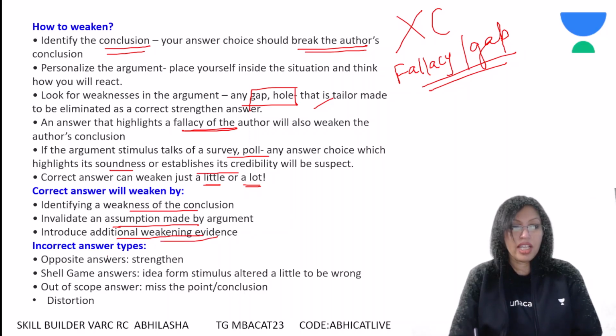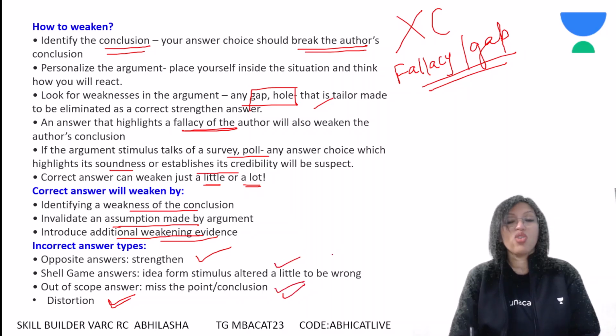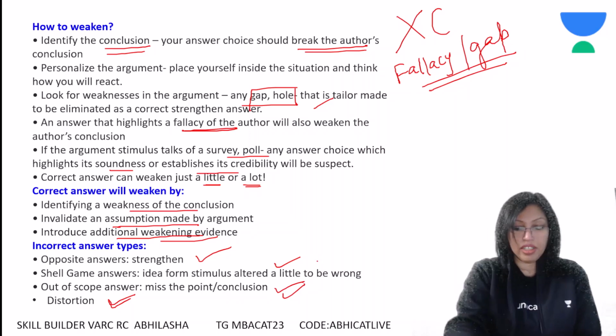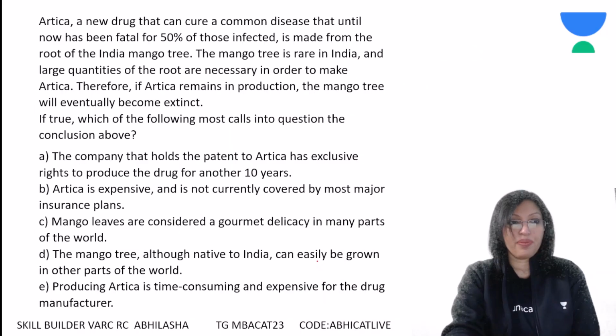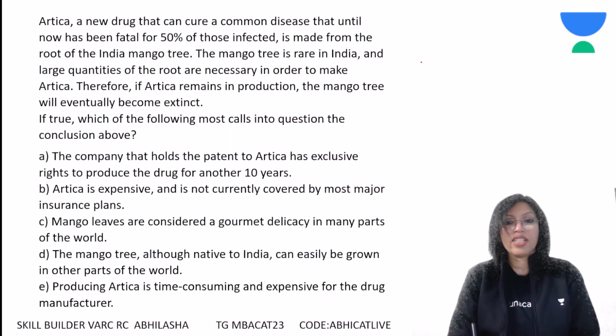The incorrect answer type can strengthen. It could be a shell game, that is the stimulus is incorrectly framed, or it could be just an out of scope answer, or it could be a distortion also. Okay, so any of these could be the incorrect answer choice which you could use to eliminate. Now let's take a look at a question. Again, I will suggest that you pause this video here, read the question, take your time, and then solve.